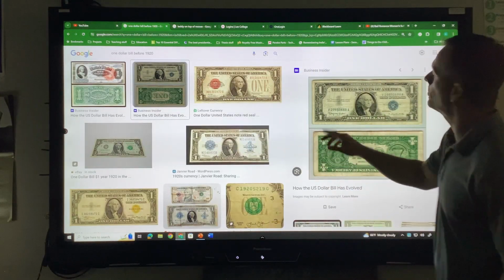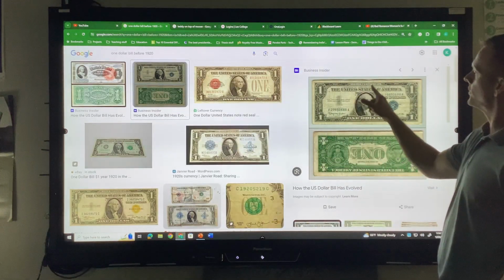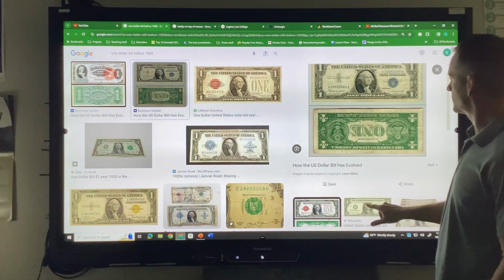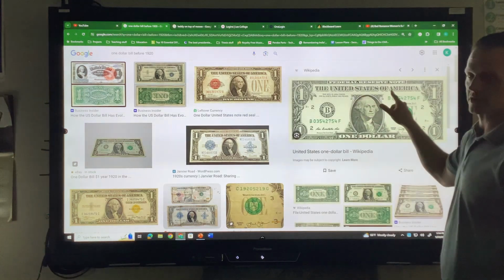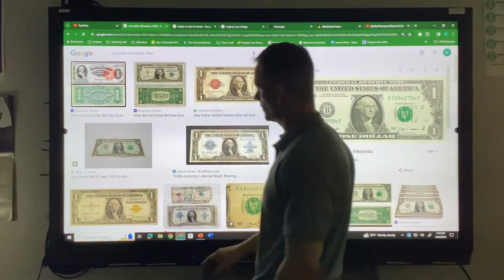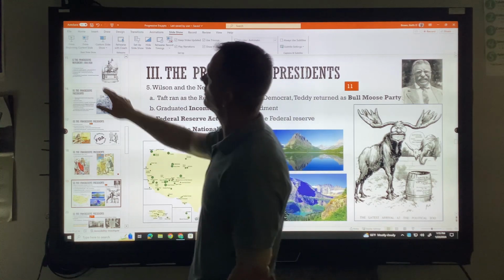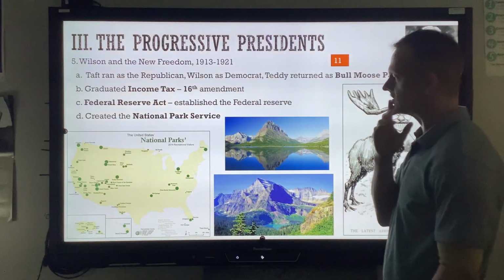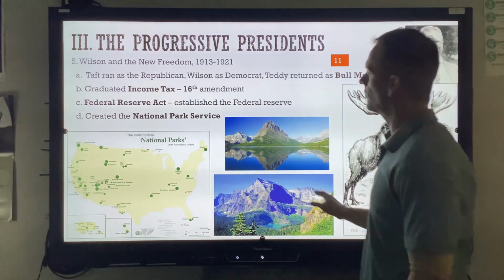So a dollar bill from before 1920 says silver certificate versus one after 1920 that says Federal Reserve note. Now you know why it says Federal Reserve note, because it's based on the Federal Reserve, which is kind of a hot topic when we talk about is your money really worth anything, yes or no. But that's another story for another time period.